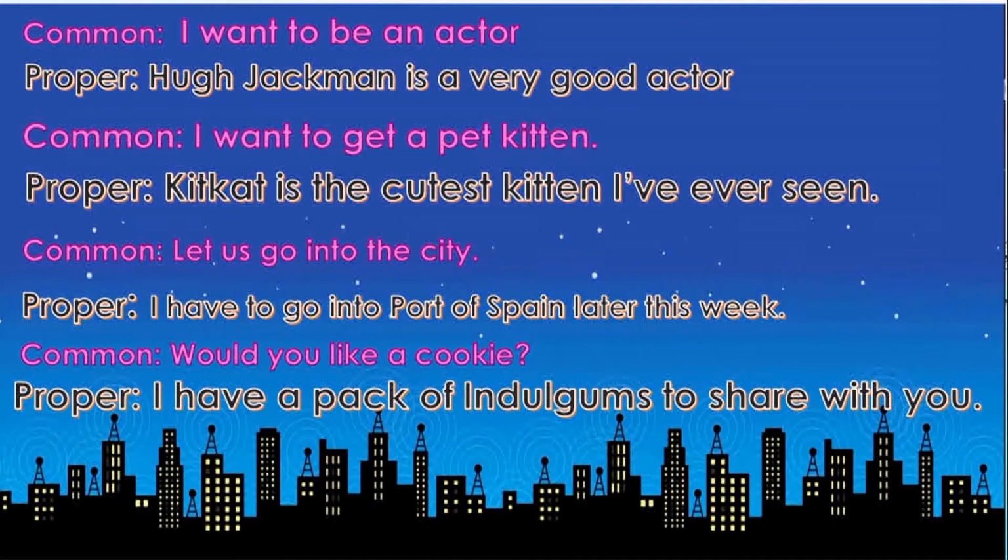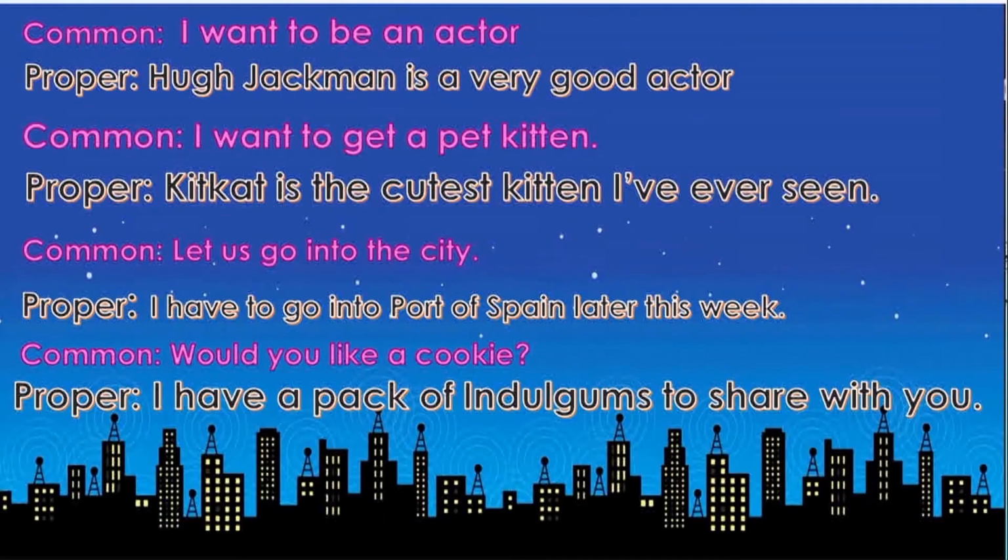Right. So now we have a few both common and proper examples of the same sort of sentences. So we have common, I want to be an actor. So actor there, common noun, because you have many different actors and actresses. Common. But then we have Hugh Jackman is a very good actor. So now we're talking about one specific actor. So that's where the proper comes in. Good? We have I want to get a pet kitten. Should have gotten a dog. Kit Kat is the cutest kitten I've ever seen. So we are talking about one particular, apparently very cute kitten in this instance, right?